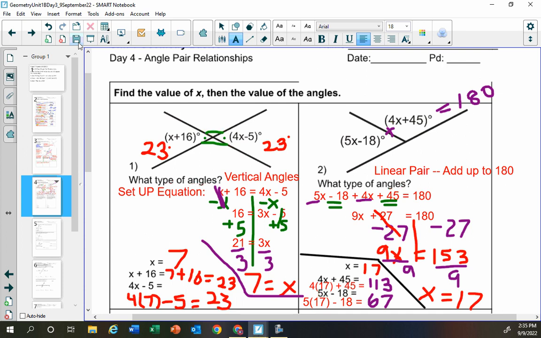Okay, next two is going to be a little more work, but they're not so bad. I definitely want to do number 3, and then number 4, I'll just do the setup, because once you set it up, it's going to be just like number 2.